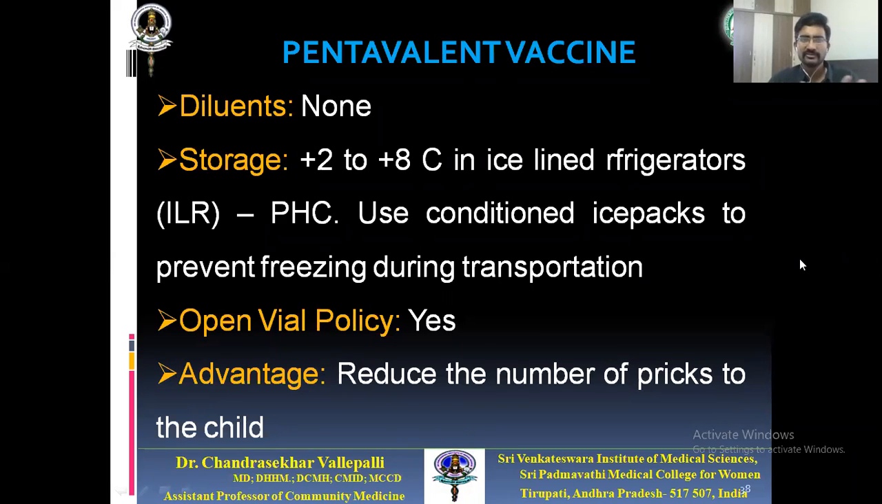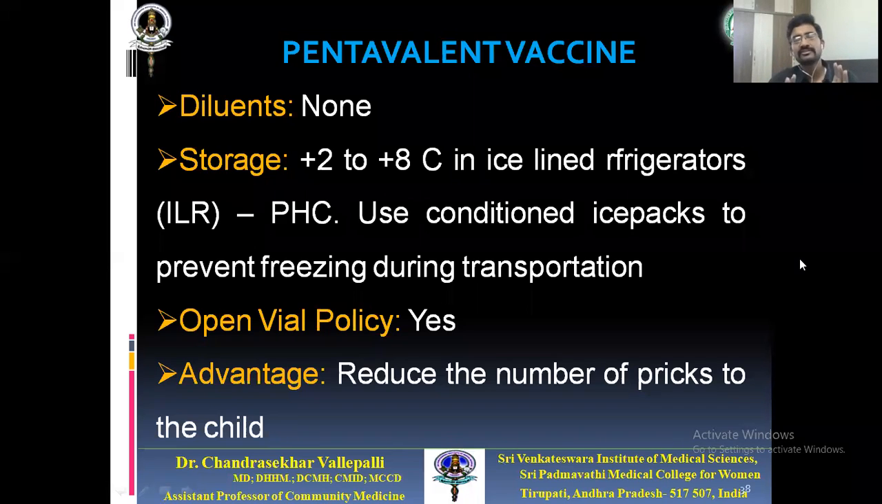Most of the vaccines we will store at +2 to +8 degrees centigrade in ice-lined refrigerators. So where we will find vaccines in a PHC is the ice-lined refrigerator, that is ILR. And again, you can use conditioned ice packs to prevent freezing during transportation. Again, open vial policy, this comes under open vial policy.